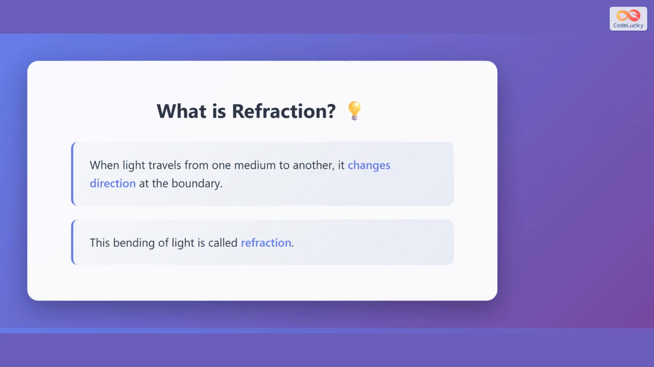Before diving into Snell's law, let's understand what refraction is. When light travels from one medium to another, such as from air into water, it changes direction at the boundary between the two materials. This bending of light is called refraction. You've probably seen this effect when a straw appears bent in a glass of water.